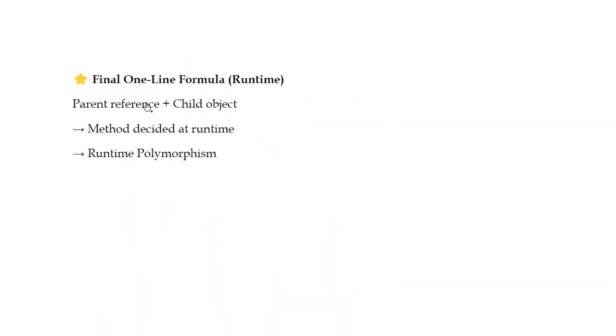So in one line: follow parent reference plus child object. The method is decided at runtime. This is called runtime polymorphism. Using the parent reference, the child class overridden method will be executed. So the method is decided at runtime, not compile time. This is called runtime polymorphism.